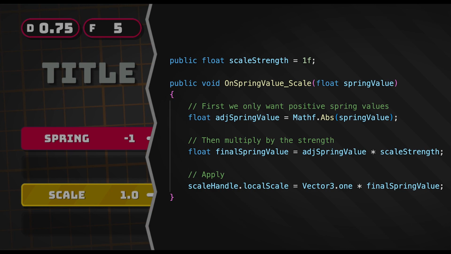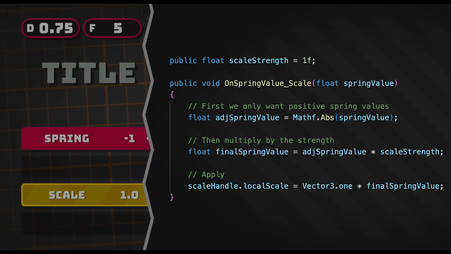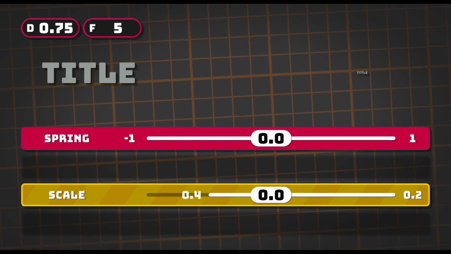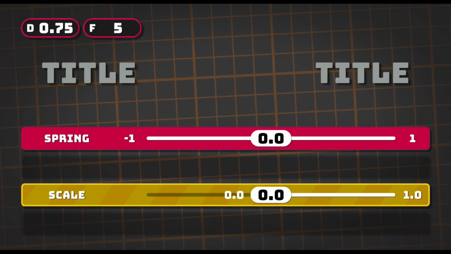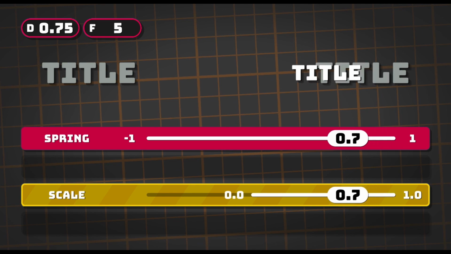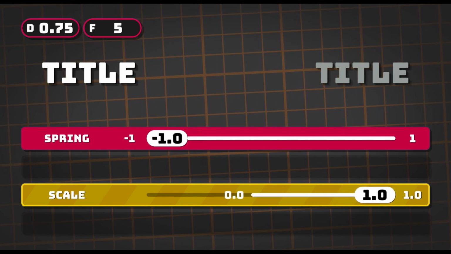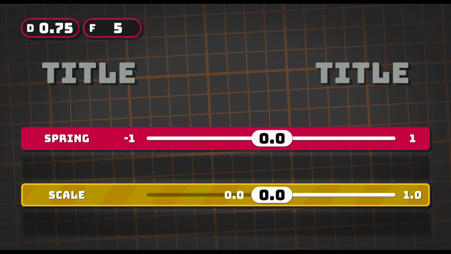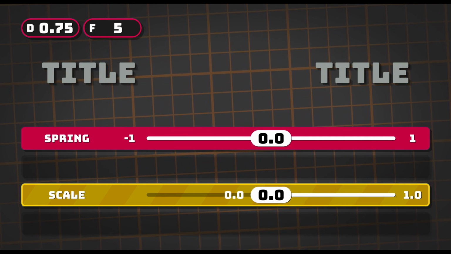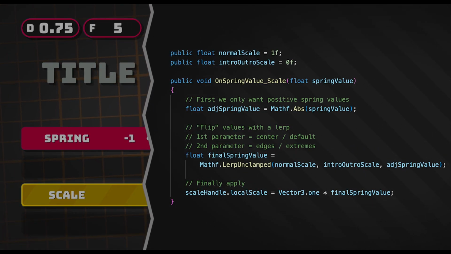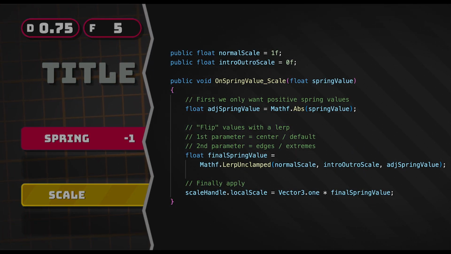Instead, we can get rid of the upside down portion by taking the absolute value of the spring before applying the scale. And because we know that the spring value now will always be between 0 and 1, we can reverse the scale using a lerp, with the first value being the default scale and the second the intro-outro scale.